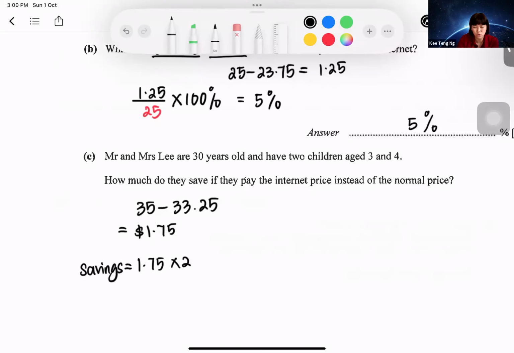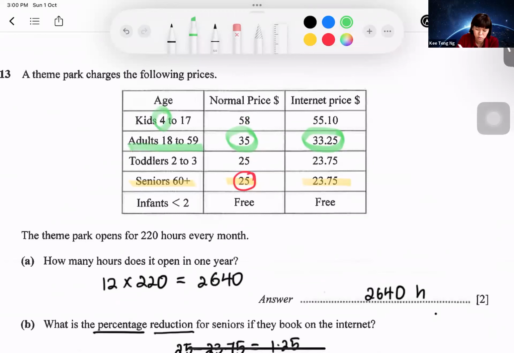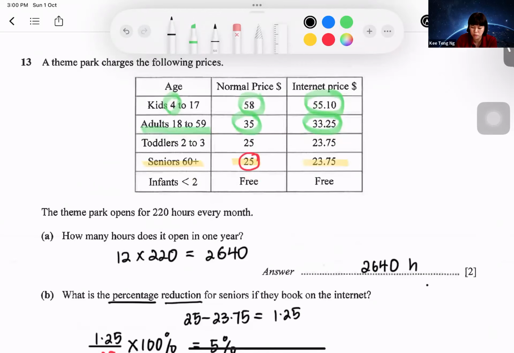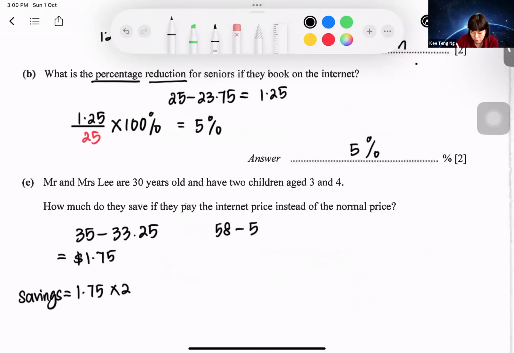Then I have two children, one 3 years old, one 4 years old. For the one who is 4 years old, the price for kids is also expensive, $58 and $55.10. So let me do the saving here, 58 minus $55.10. The savings over here will be $2.90 for the one who is 4 years old.